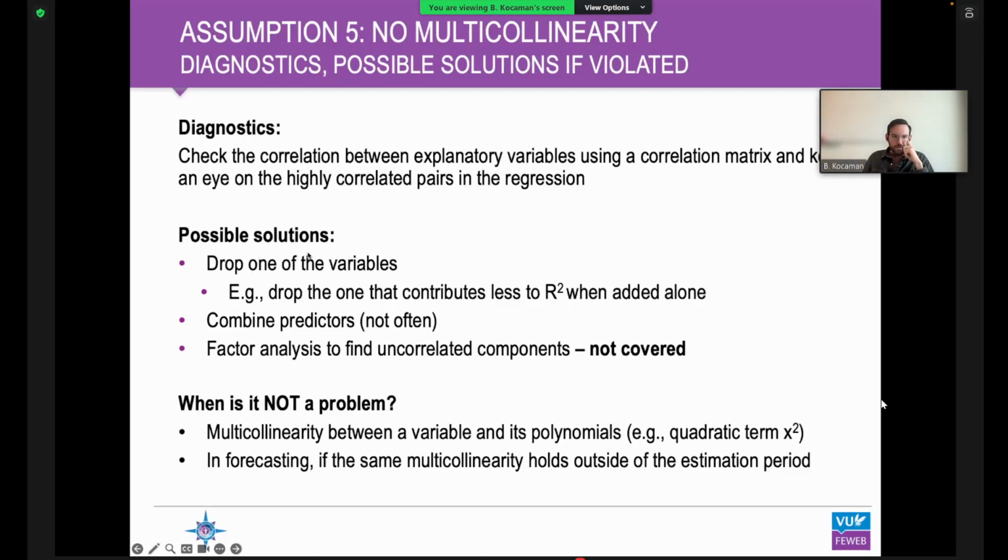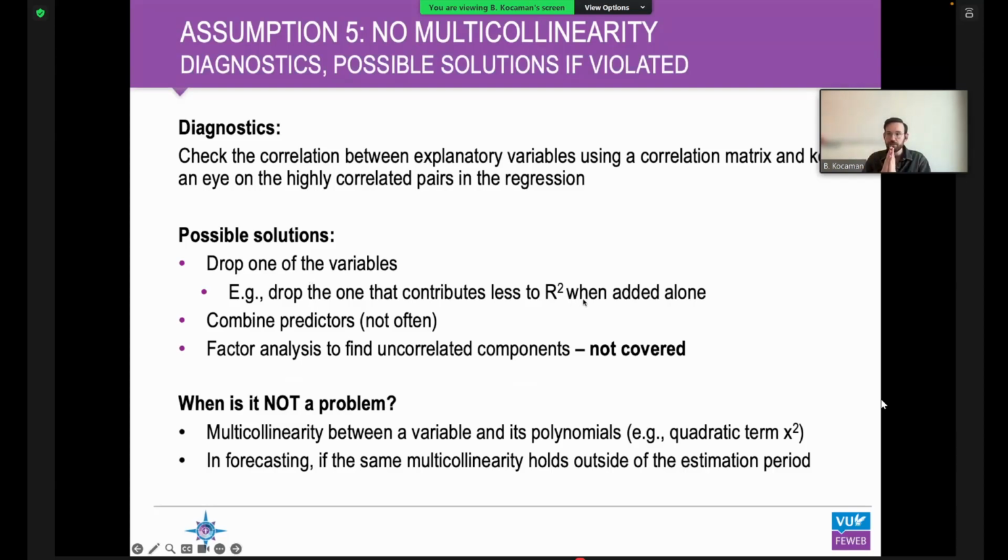And then if you have multicollinearity, you have several solutions. One very common one is to drop one of the variables. So let's say the 2 are very highly correlated. You drop one of them because you can represent this similar information with only one of the variables. And you drop the one that contributes less to the R square, the one that explains less of the variability in the dependent variable.